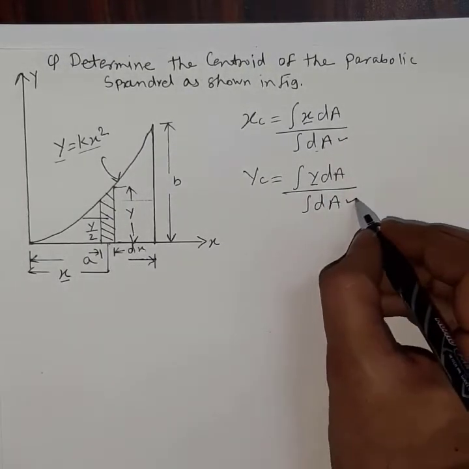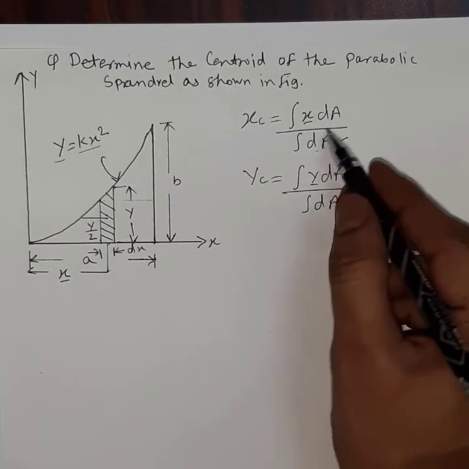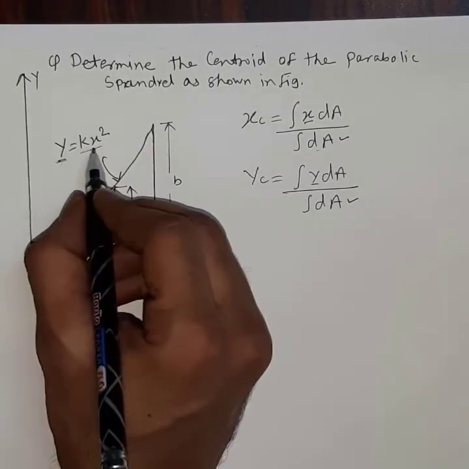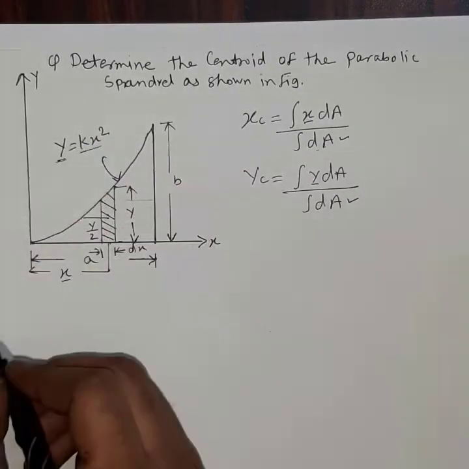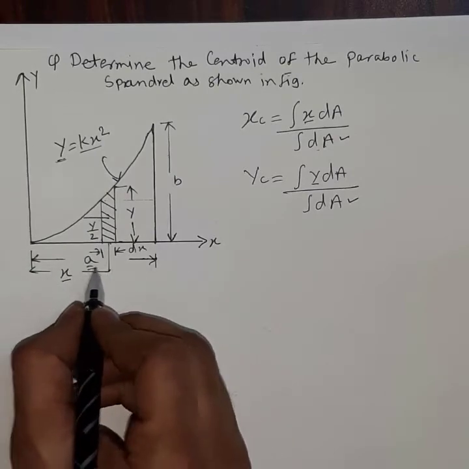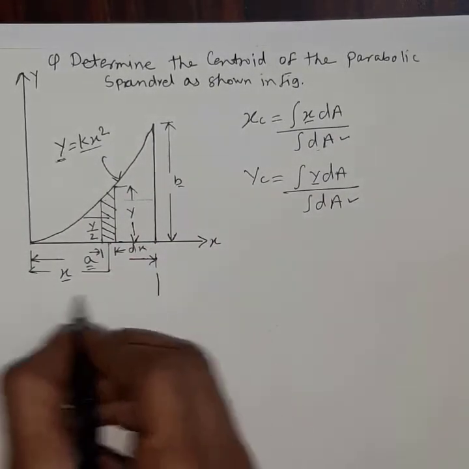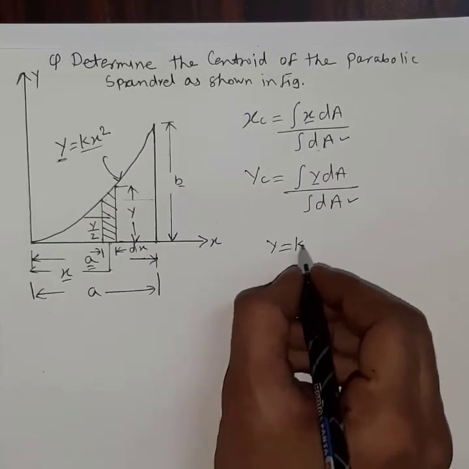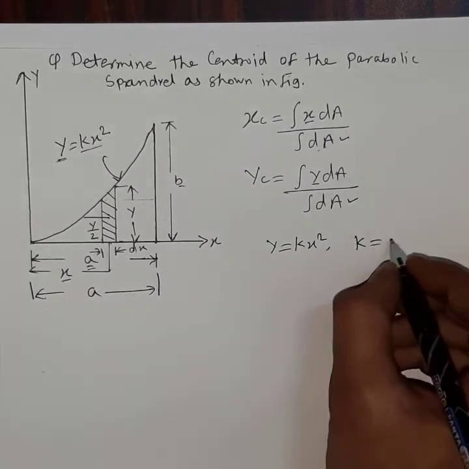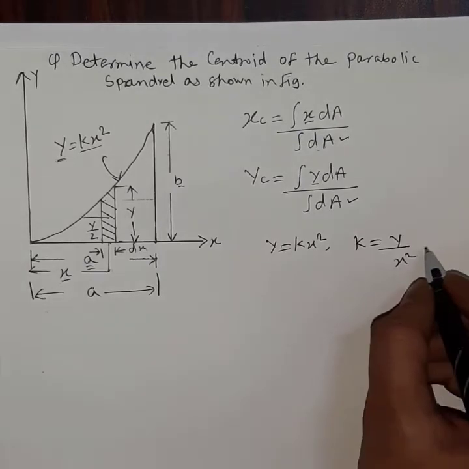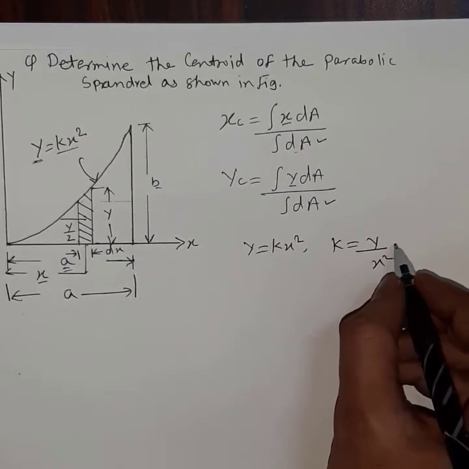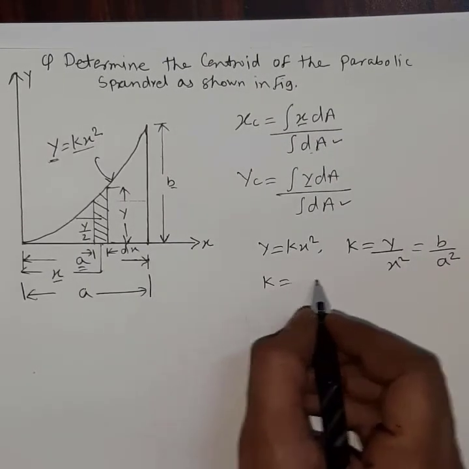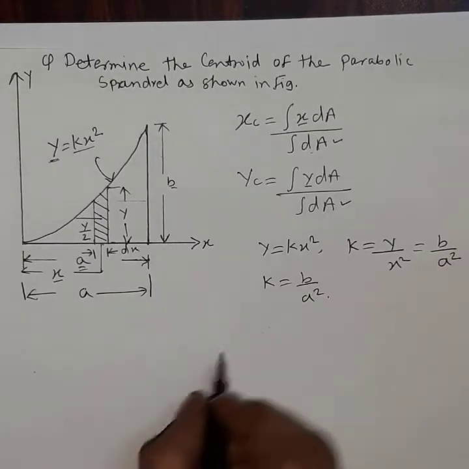Since dA is common to both, we can first find the value of dA, then determine the value of x dA and divide it by the value of dA. Here the equation is given as y equal to k times x square, so we can determine the constant k. The horizontal distance is given as a and the vertical distance as b. So k equals y divided by x square; putting y as b and x as a, k will become b divided by a square.